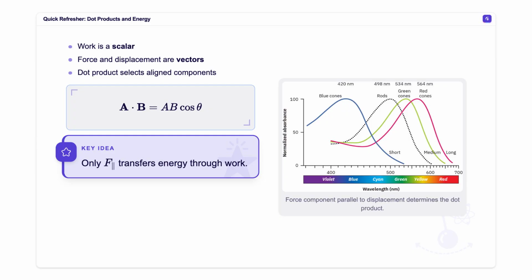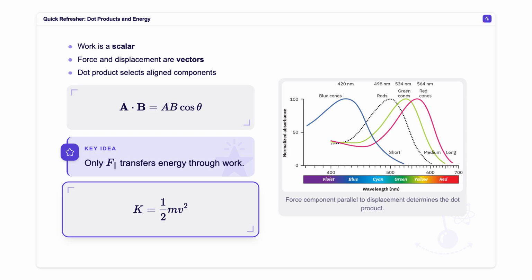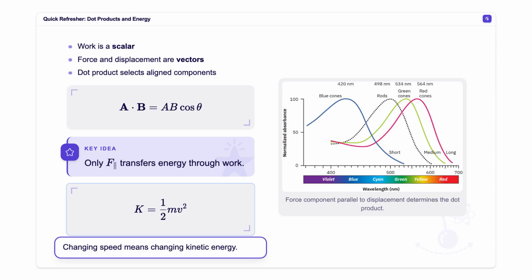If the force points with the displacement, work is positive. Against it, work is negative. Perpendicular to it, the work is zero. Now connect that to kinetic energy. Kinetic energy equals 1/2 times mass times speed squared, so speed matters a lot because it is squared. That means changing an object's speed means changing its kinetic energy. In the next step, we will use work to describe exactly how forces create that energy change.